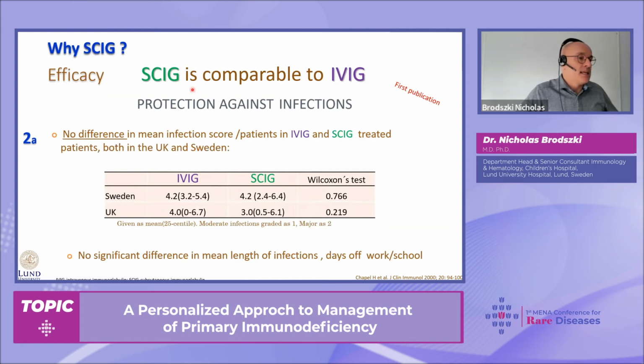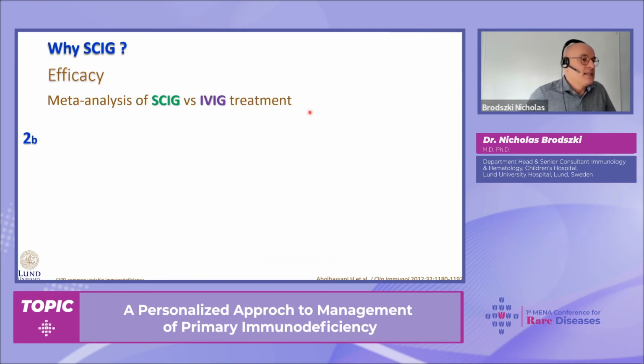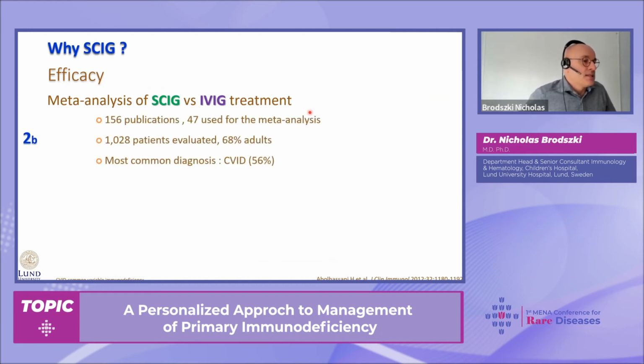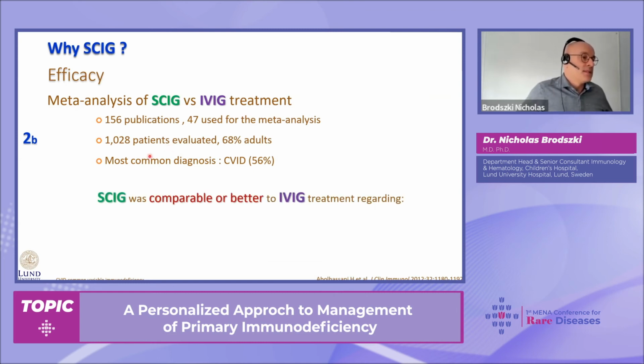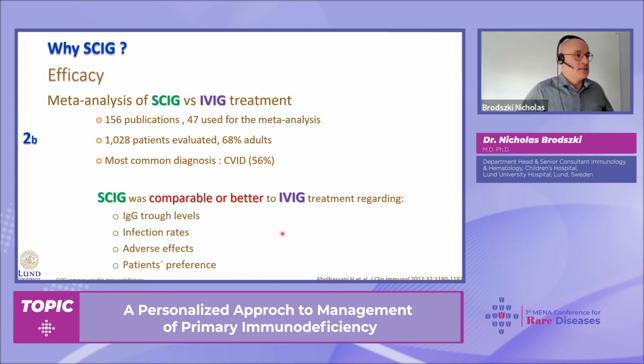And after this publication came many more publications, and this is just a summary of a meta-analysis of these two treatments. Lots of publications, lots of patients, and the most important take-home from this one is that the subcutaneous treatment was comparable or better than IVIG treatment regarding lots of parameters: both the trough levels, the infection rate, adverse effects, patient's preference. So on most of these parameters, the subcutaneous treatment is better. So even a meta-analysis showed this.